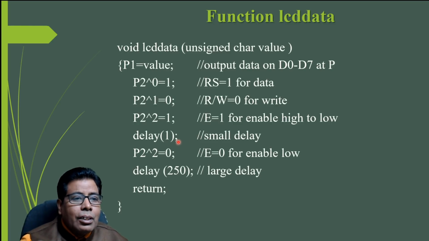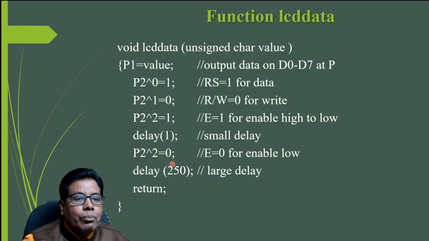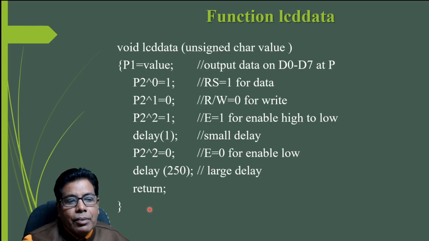Then we call delay 1, that is the small delay. And again we make this P2.2 low, that is enable, we are making it 0. And now we call the large delay, that is delay; we are passing 250 here, we are passing only 1. Then return, then we'll return to the main function.